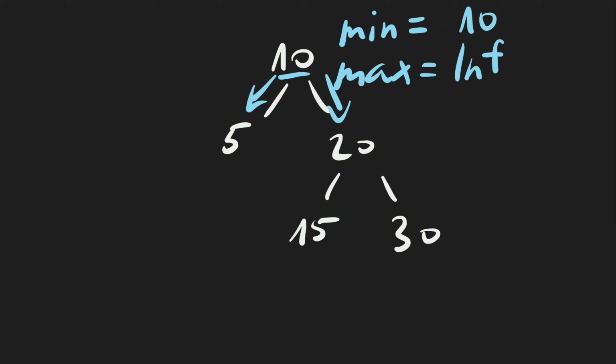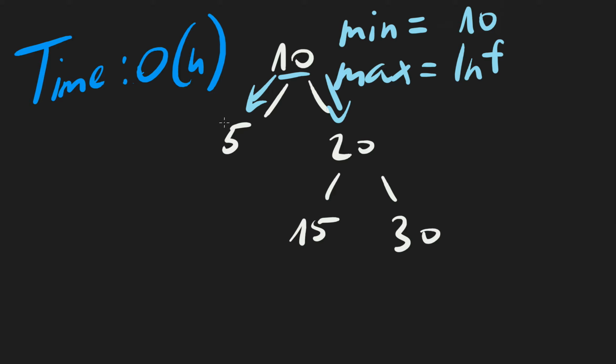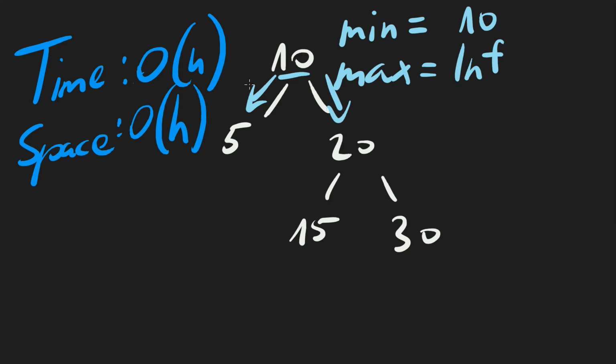So let's talk about time and space complexity. For time, this is O of n. We are visiting every node in the tree, and for space it is O of h, the height of the tree. Please pause this video and try to code up the solution yourself.